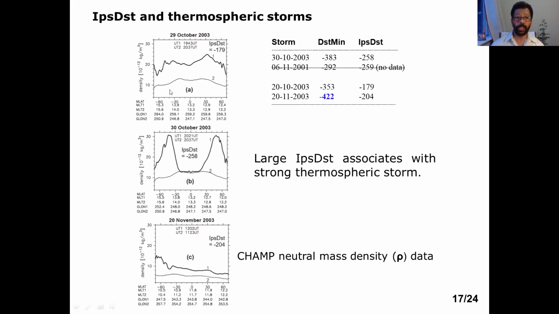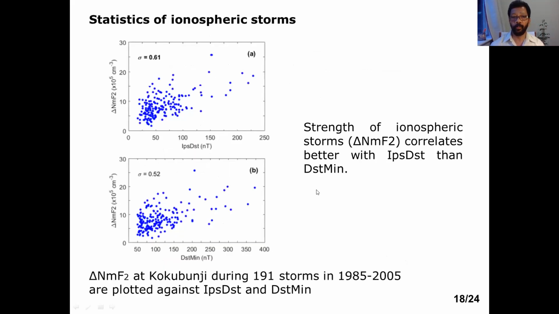Now, comparing the figures, you can see only for the event on 30 October 2003, there was a huge surge of neutral mass from both polar regions towards the equator and crossing through the equator. We found such a phenomenon happening only on this particular event in the life of CHAMP and also GRACE. This also shows large IPS DST associated with strong thermospheric storms.